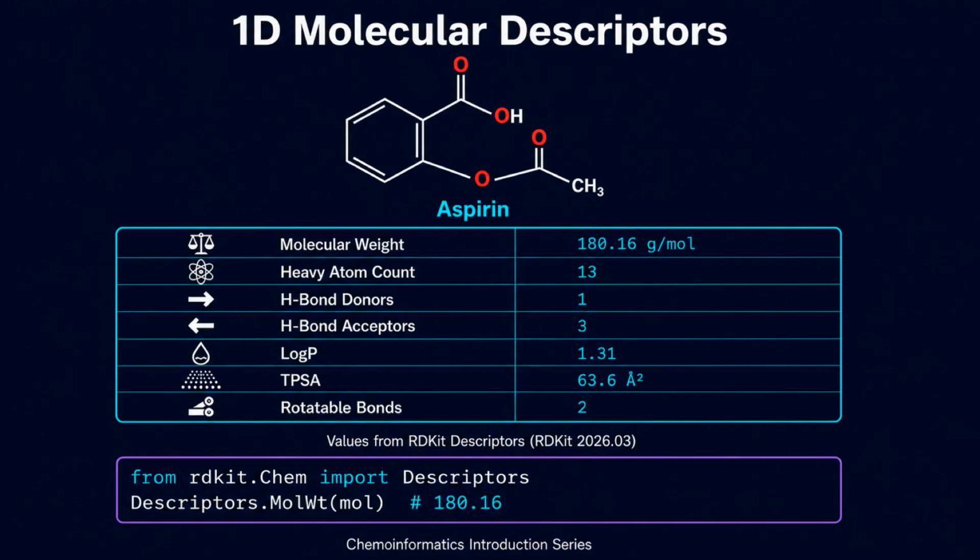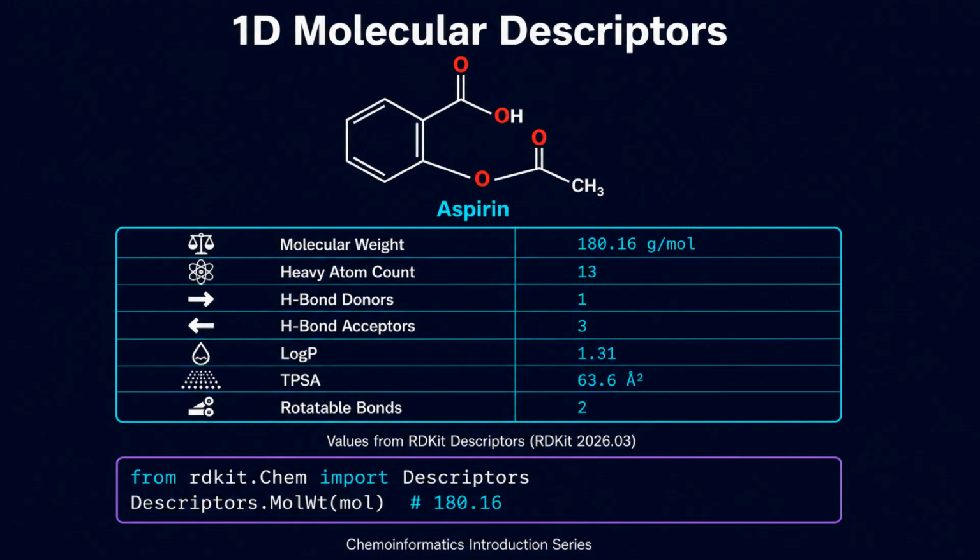Watch out here. Aspirin has 4 oxygens, so a naive count of every nitrogen and oxygen would say 4, and different toolkits really do report different acceptor counts. Always state which definition you used. Log-P, the octanol water partition coefficient, is 1.31 as computed by RD-kit, indicating moderate lipophilicity. Topological polar surface area, or TPSA, is about 64 square angstroms, and RD-kit counts 2 rotatable bonds.